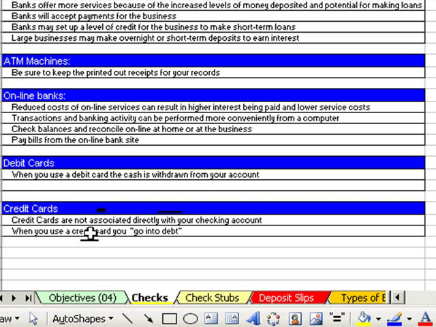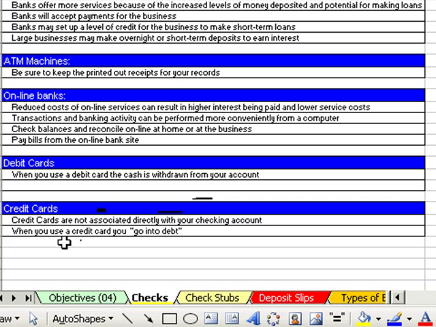Guess what? A debit card. Let's do it from your point of view. So when you use a debit card at Whole Foods to buy your groceries, guess what? That cash comes out of your checking account immediately. And the debit card is attached to your checking account.